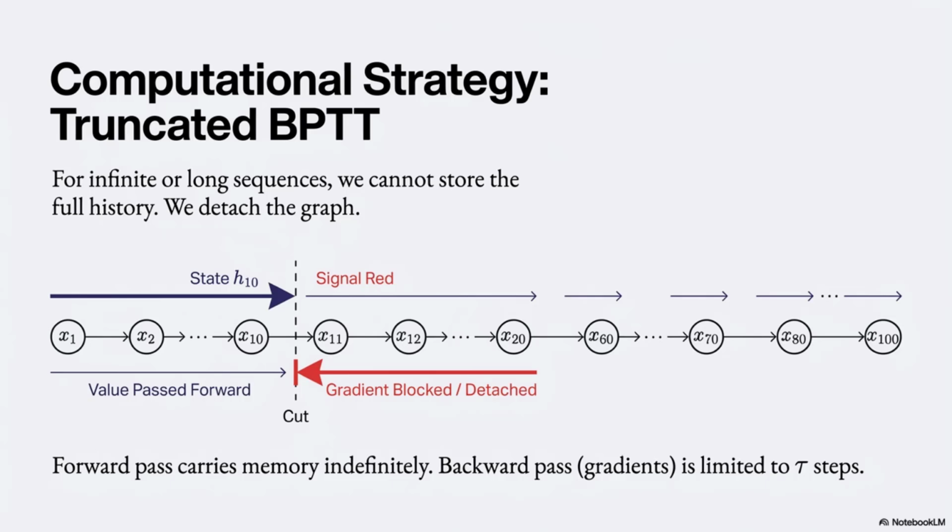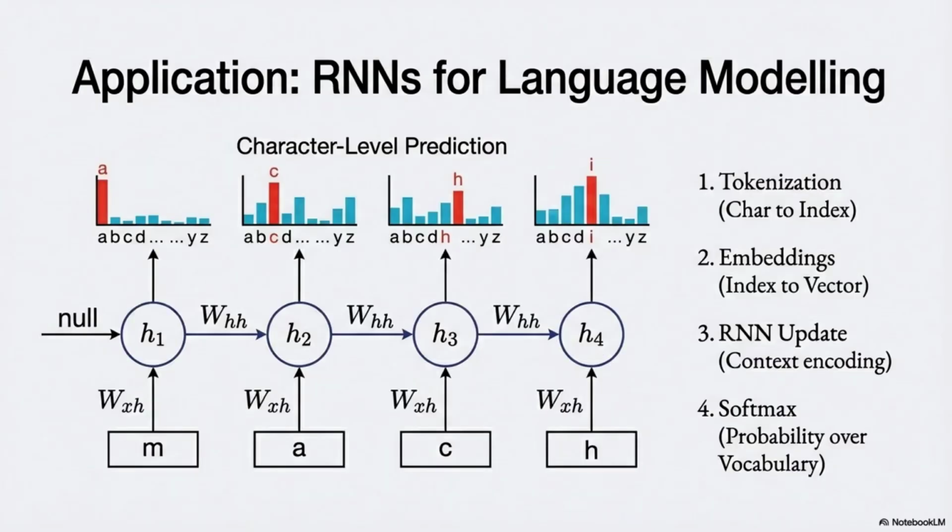It's not a perfect solution, but it makes training tractable. Okay, enough theory. Let's ground all of this in a real-world task. The classic example for an RNN is language modeling. So let's say we want to build a model that predicts the next character in a sequence. Here's how it works. We take a character, like M, and we turn it into a dense vector using an embedding layer. We feed that vector into our RNN. The RNN updates its hidden state, trying to remember, okay, I've just seen an M. Then the next character, A, comes in. The RNN takes its memory of M and combines it with the new A to update its state again. This continues for C and H.